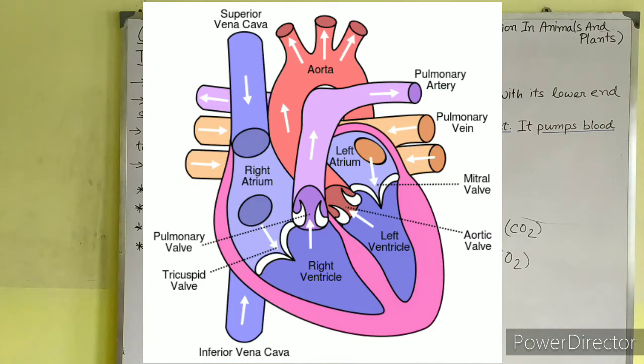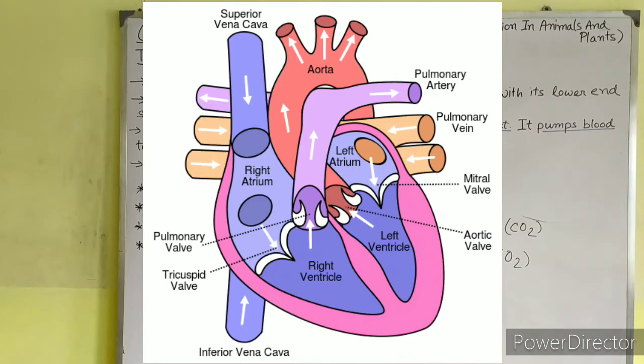Next you can see the valves of the heart. That is, you can see the labeling: mitral valve, aortic valve, pulmonary valve and tricuspid valve. Now what are valves? Valves are muscular flaps which prevent the backflow of the blood which has once passed through it. So the valve ensures that the blood flows only in one direction. You can see there are 4 valves.